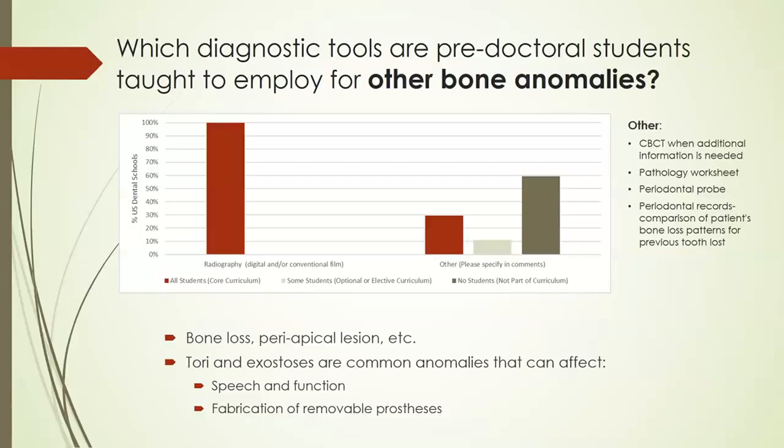Reports vary widely, but the prevalence of tori may be as high as 66%, and they can affect speech, function, and fabrication of removable prostheses, so their characterization can be important.